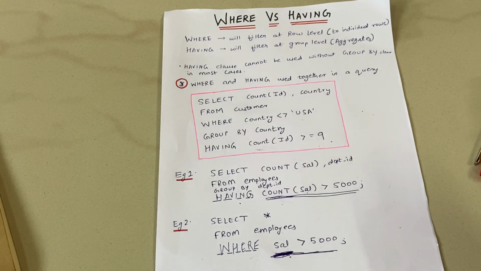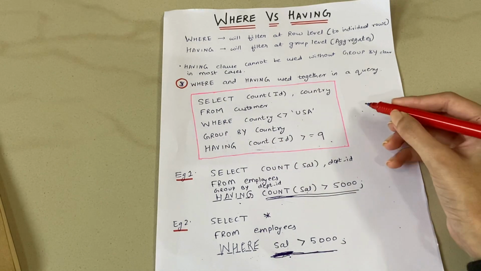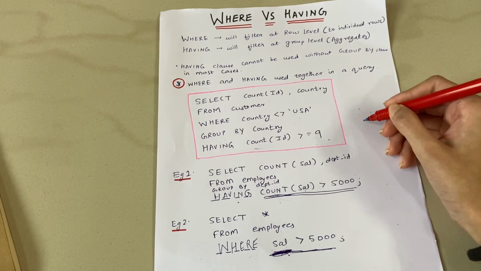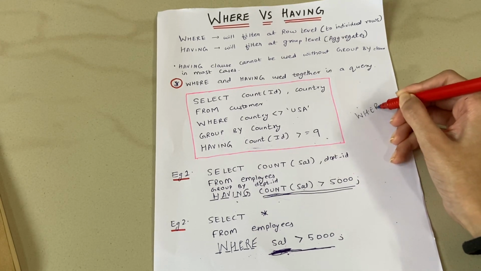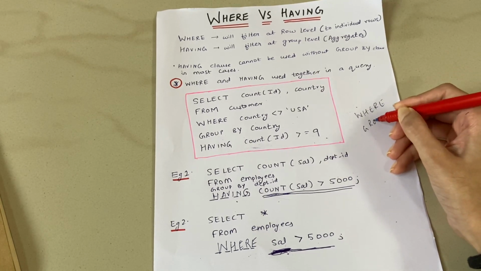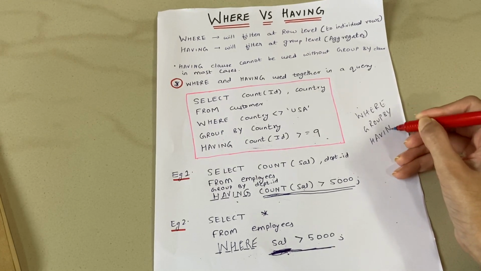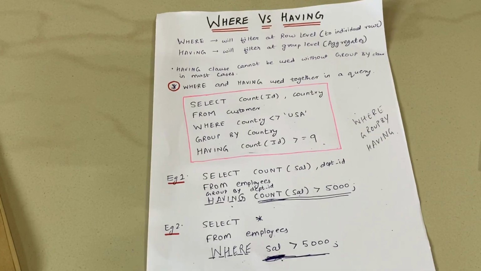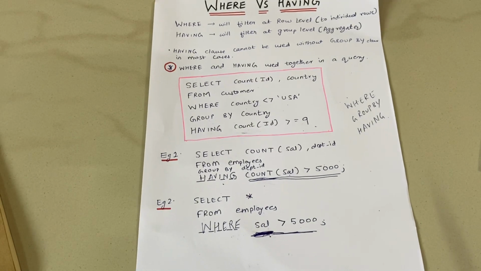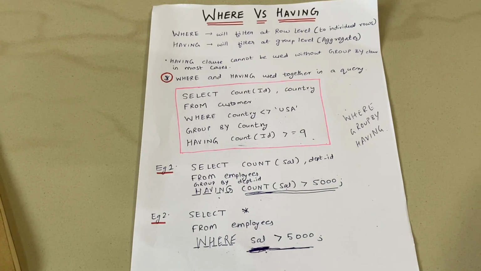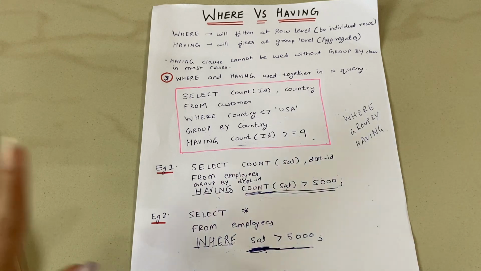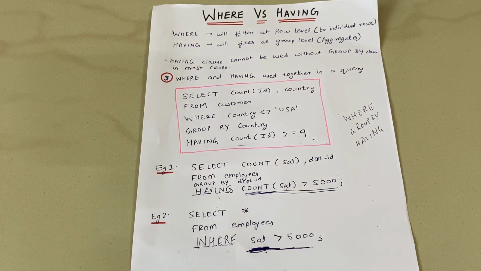So generally whenever you're using WHERE and HAVING together, it is not a rule, but generally first WHERE is used, then GROUP BY, and then HAVING. So this is the basic order. I hope this video helped you guys in some way. So this is the basic difference between WHERE and HAVING.